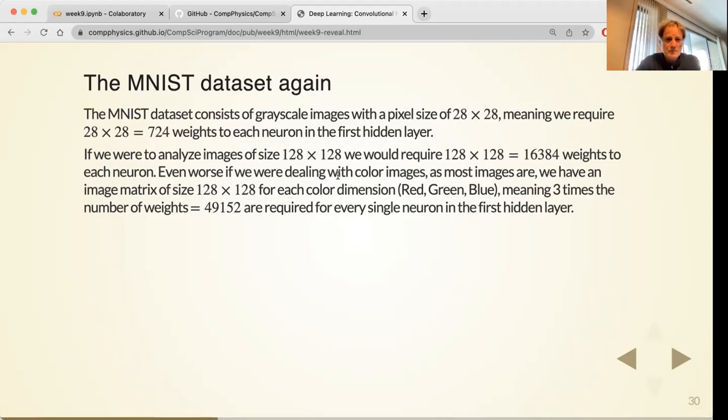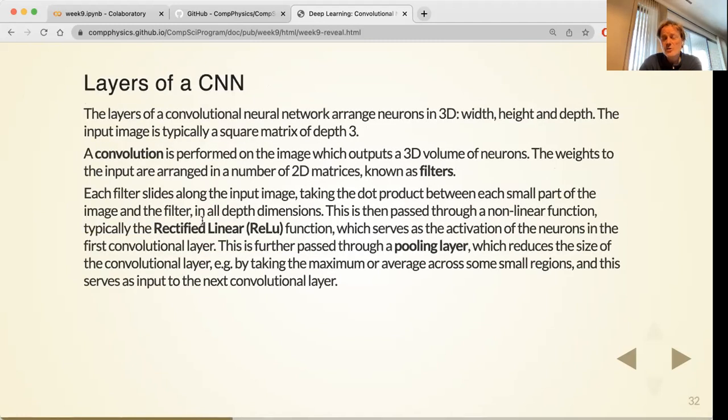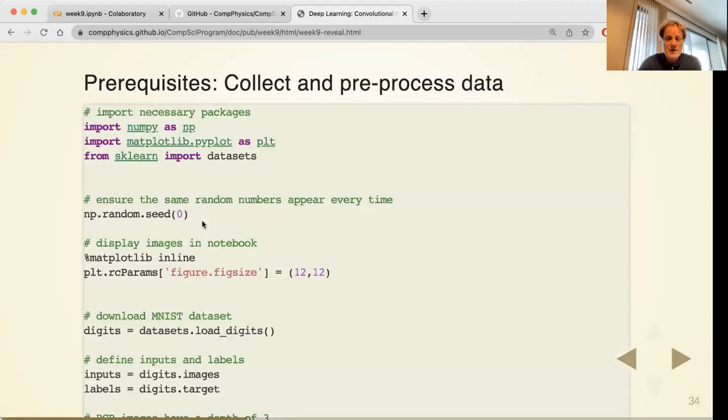If we were to analyze an image of a size 128 times 128, we would actually have to have 16,000 weights to each neuron. And even worse, if you were dealing with color images, as most images are, in this specific case we would have something like 49,000. Now, for the MNIST data set, what we typically end up doing is using this 8 times 8.